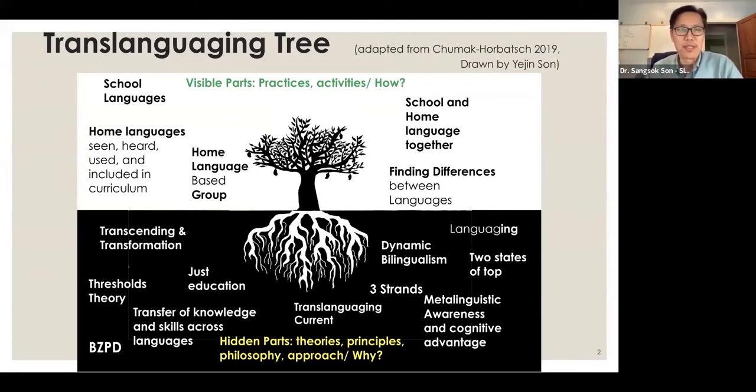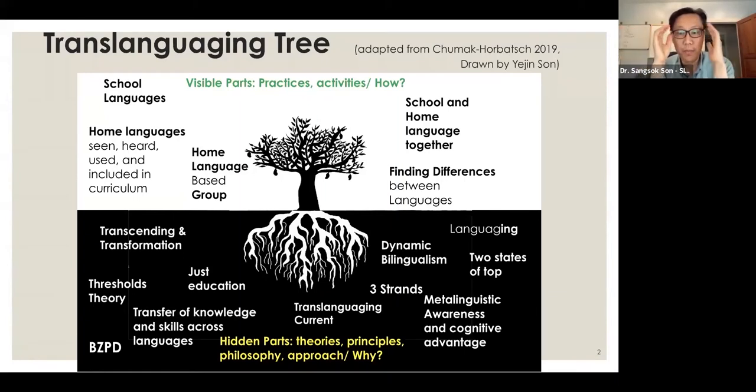But what is more important than the activity is the invisible part. The visible part has to do with activities, strategies, and materials. But what is more important is the invisible part, which is the root part of the tree, which has more to do with the theories, principles, philosophies and approach. So unless we have a strong foundation in our roots, in terms of this philosophy and principle, the visible part, the leaves and fruit, will dry up.